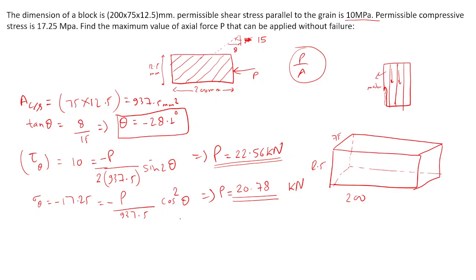Just keep three things in mind. One is the angle direction: if anti-clockwise from the normal, it is positive. Here we are taking clockwise, so it is negative. Another is the shear stress direction. And here the stress is compressive, so you have to take it with a negative sign. Any formula you use, the answer would be the same.